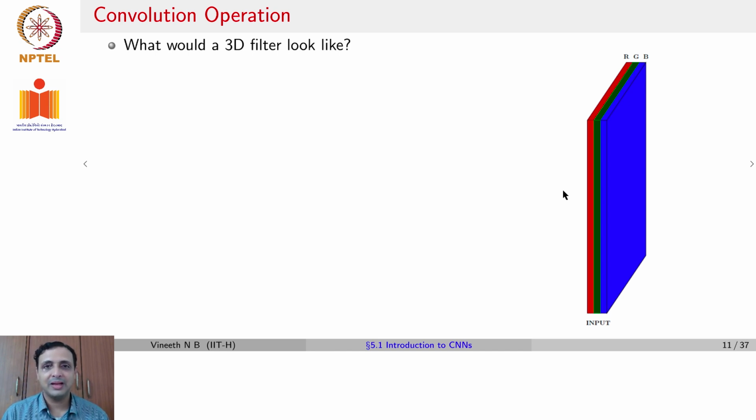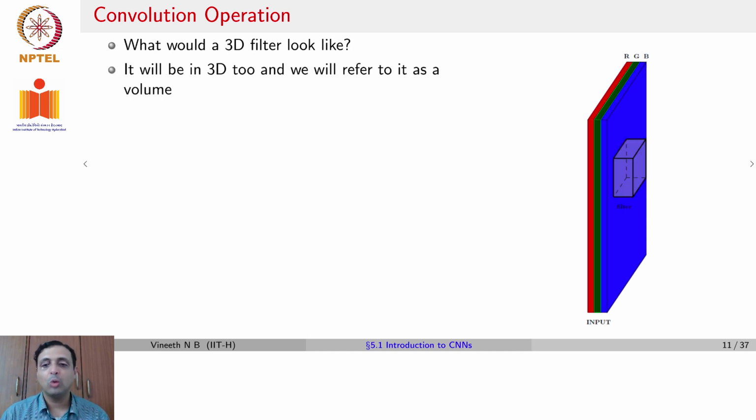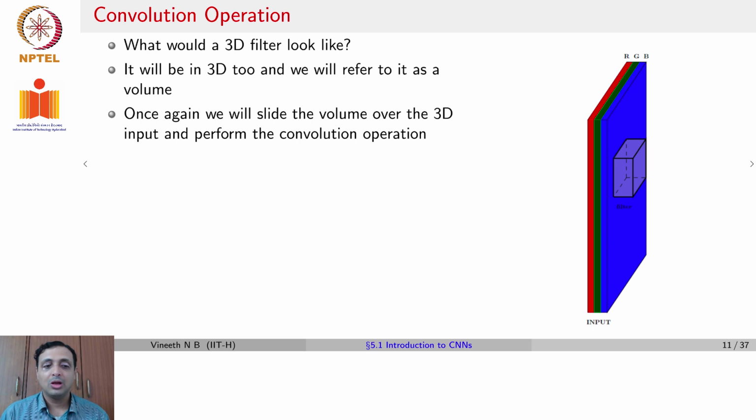Let's assume now that our input will be a color image which has 3 channels R, G and B, which makes the input now a volume. And what would a 3D filter look like? It would also be a volume. And we're going to refer to that as a volume going forward.